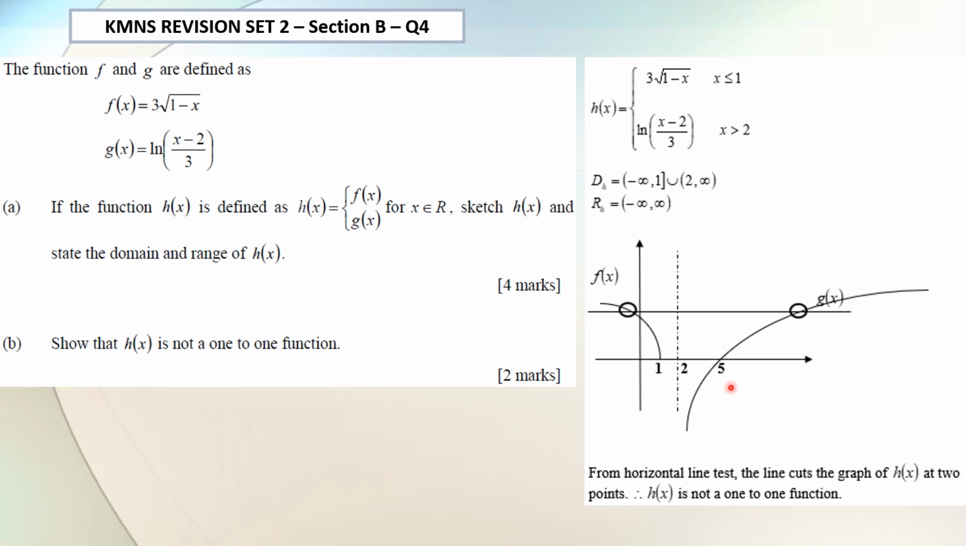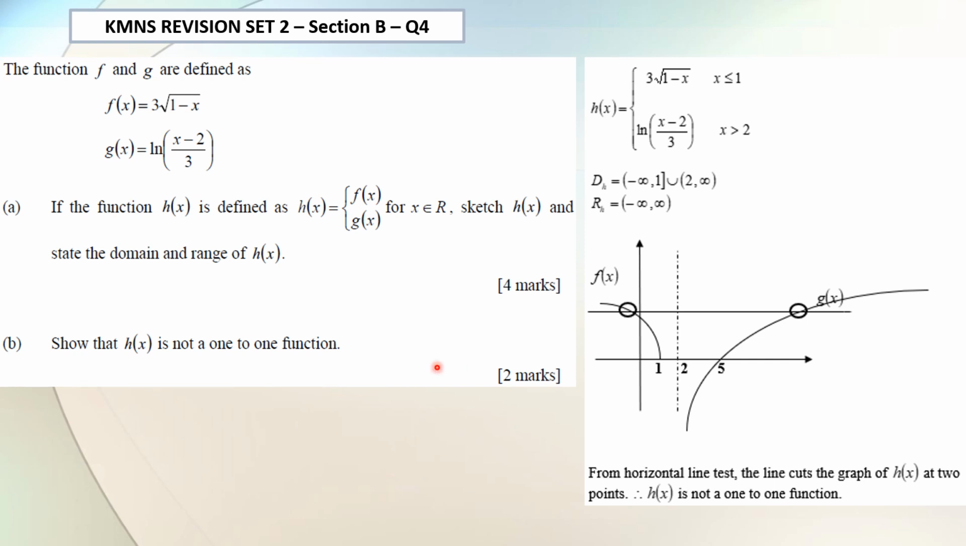And as you can see from here, the domain, it's obviously -infinity to 1, union 2 to infinity, because we have two functions for h(x), and you cannot be wrong for the domain. And how about the range? You can directly see the range from here. From your graph, it's -infinity to infinity.